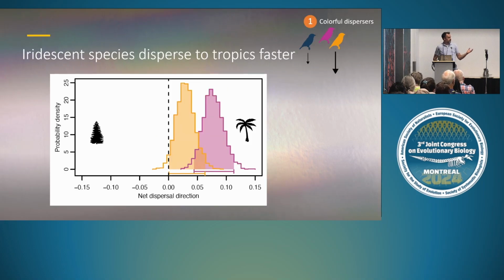First off, we find that iridescent species disperse or expand their ranges to the tropics faster. Here we have a parameter distribution of the net dispersal direction to the tropics. We find support for that more strongly for iridescent species, which we think is pretty interesting because there are a lot of genetic studies out there showing pleiotropy in the melanocortin system. So a lot of melanin often leads to things like aggressive behavior or dispersal behavior.